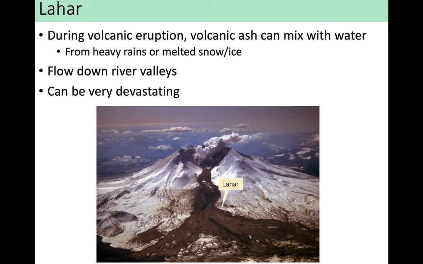So what can happen is when there is a volcanic eruption, that volcanic ash mixes with the water that's already there, either from rain or from snow and ice that's being melted during this eruption, and it's going to flow down the river. So this can be really, really horrible and very devastating because it's oftentimes poisonous volcanic ash flowing like a landslide, like a mudslide down a river valley from the volcano.